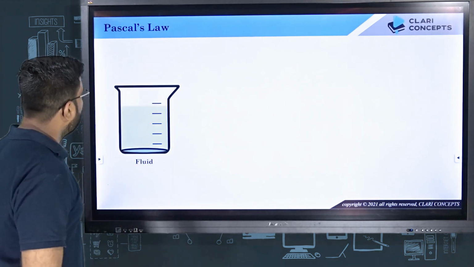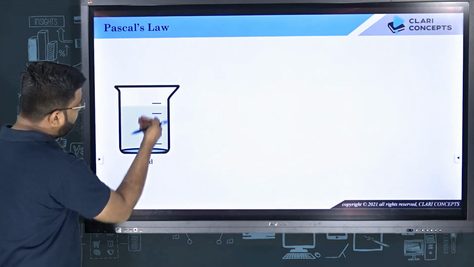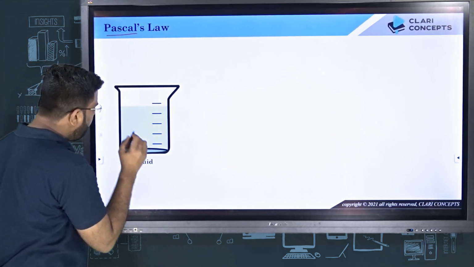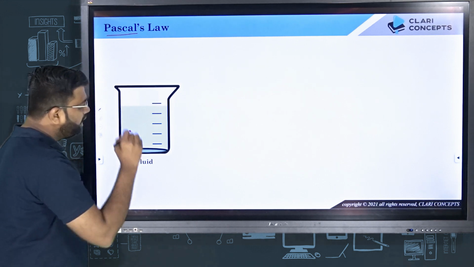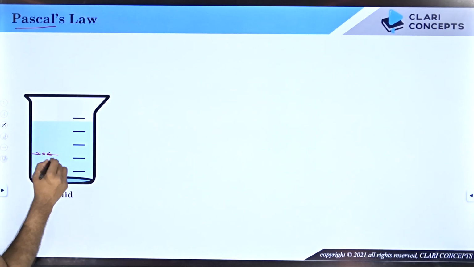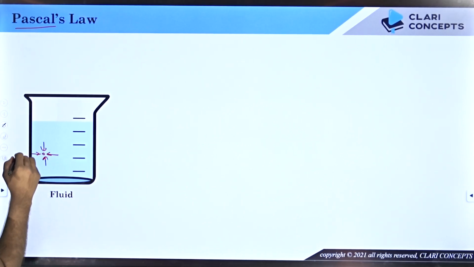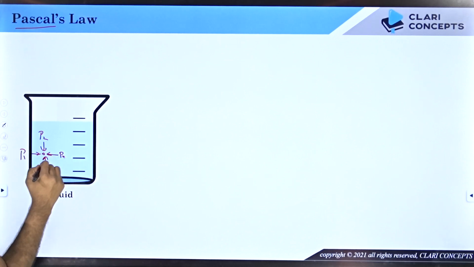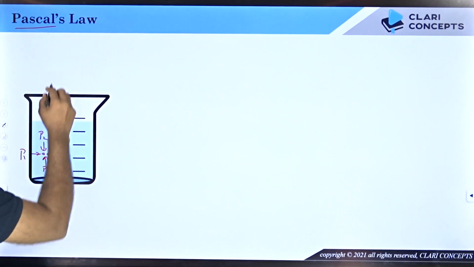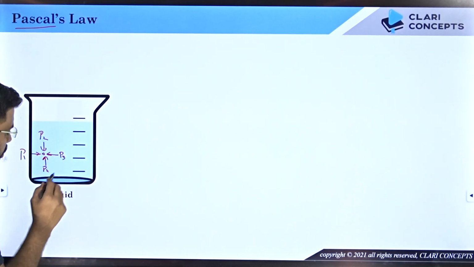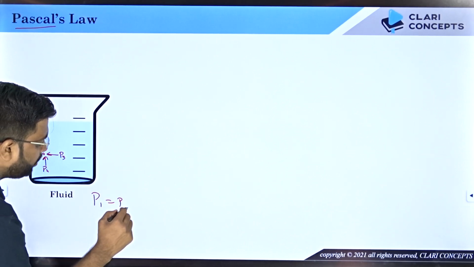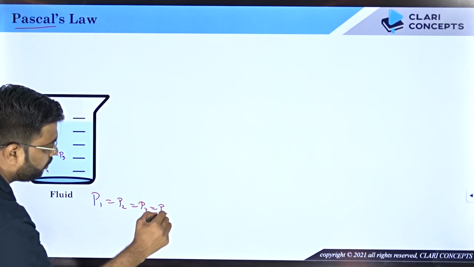Okay. So let us say I have a container and I have a fluid filled in that, right? And the fluid is stationary. What Pascal said is that at any given point in a fluid which is at rest, the pressure the fluid will have from different directions, let us say here at this point, pressures P1, P2, P3 and P4, is equal. So P1 equals P2 equals P3 equals P4, right?